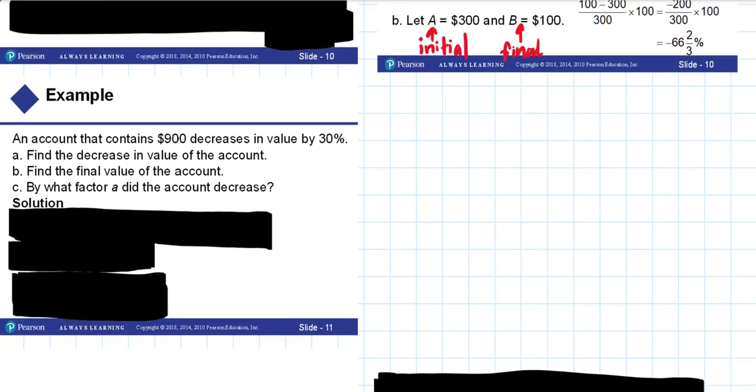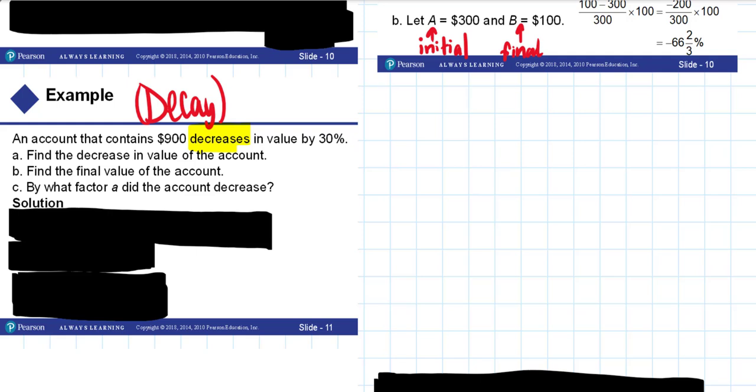Now here we can start relating this percent change stuff to exponentials. So it says an account that contains $900 decreases in value by 30%. So it's going to be a decay function because it decreases. Find the decrease in value of the account. So let's find the actual amount that it changed to. It's a lot like finding the discounted price at a store. Then find the final value of the account. By what factor did the account decrease?